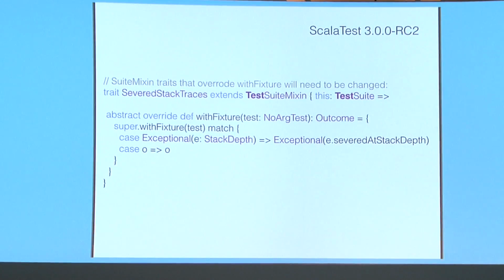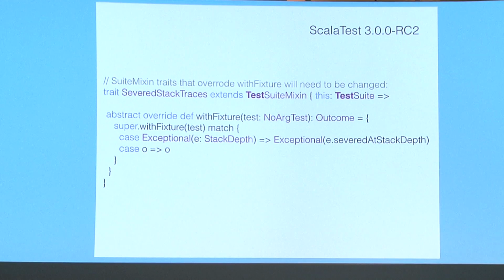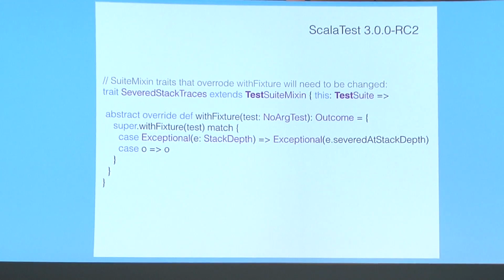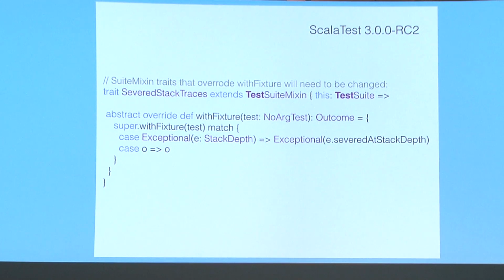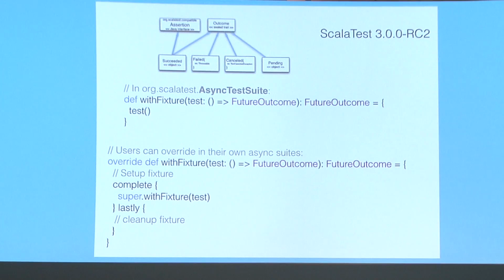And the breaking change is that those old traits that you factored out common with fixture methods will break, because they say they extend suite mixin and they're abstract overriding with fixture and it's not there anymore. Right? I moved it down to test suite and test suite mixin. So all you have to do to fix it is, it just won't compile, and you go and put the word test in front of those two places and it's the same. So I think that'll affect some people, but should be pretty quick.